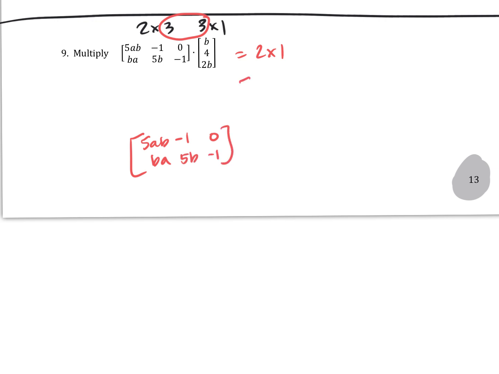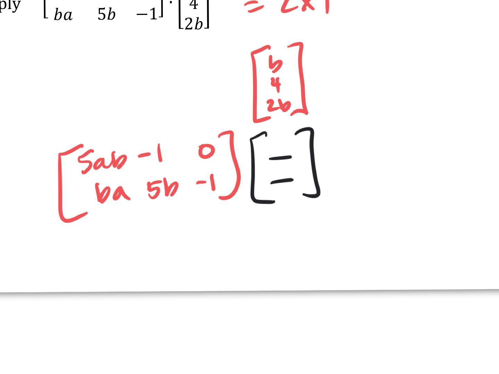And then I'm going to put my other one above it, and I'm going to say B for 2B. And then I know my answer is going to be a 2 by 1. That is just 2 rows, 1 column. And actually, we might want to make this a little fatter because I think that these answers are going to be a little lengthy.